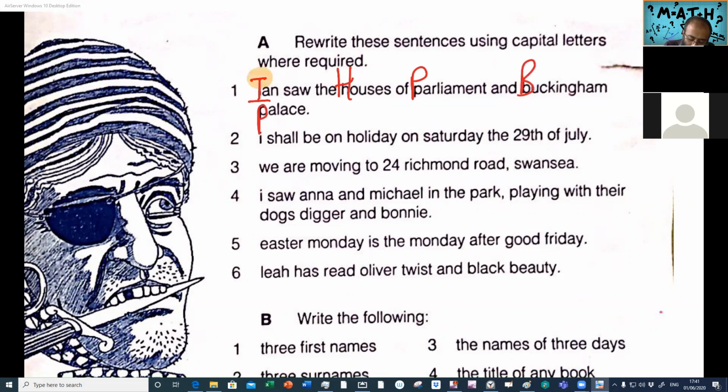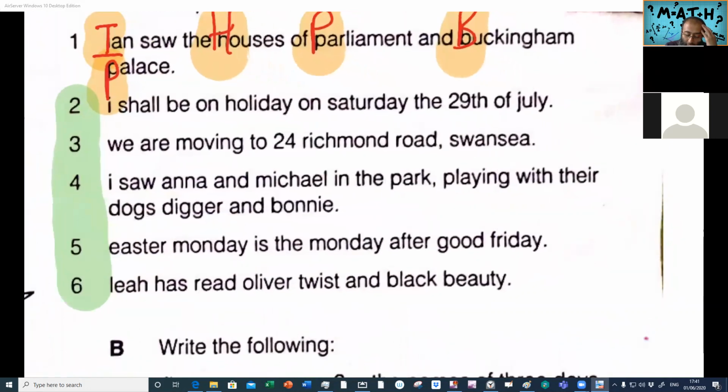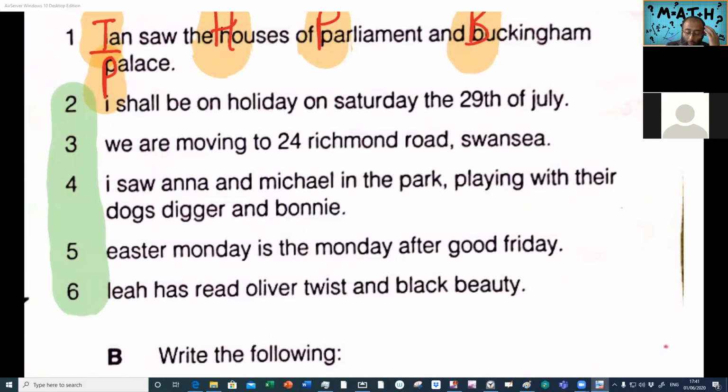So for the first one, everybody should have 5 capital letters inserted. What I would like you to do, please: I'm going to give you a minute or two. I want you to have a go at these questions by yourself, and when you finish them, I'll reveal my answers on the screen. I'm going to pause my screen now. Let's get a timer out. Let's give everybody 2 minutes starting from now. Off you go, folks.